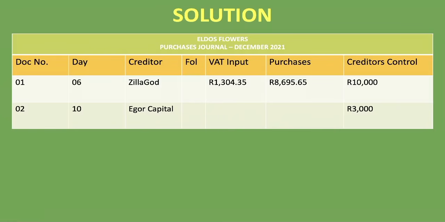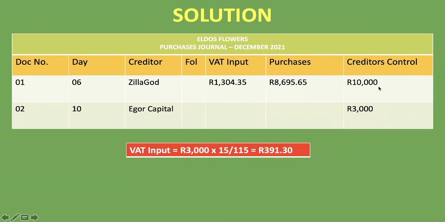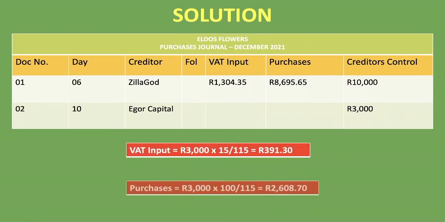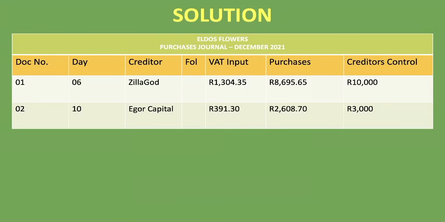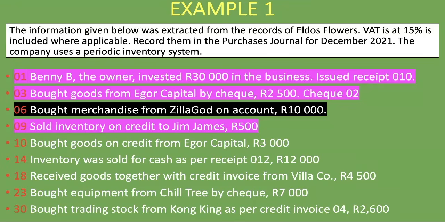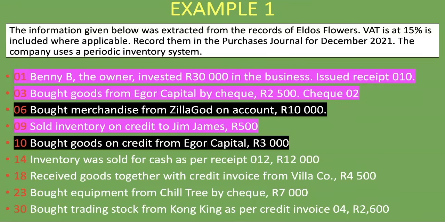Now we calculate our VAT input amount. Again, we take the 3,000 rand times 15%, because that's our VAT percentage, divided by 115, because this 3,000 is including VAT, and it gives us 391 rand 30 cents. What about the purchases amount? It's the 3,000 rand times 100 divided by 115, and it gives us 2,608 rand 70 cents. Let's put those amounts in our columns. There we go, and we've just completed the second one. So let's go back and highlight that one in black, because it goes into our purchases journal.